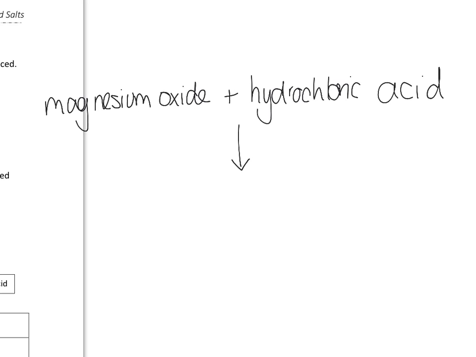Okay, so we're going to form a salt plus water. Let's name our salt now. Again, we get the first part of the name from the metal. But this time, rather than writing magnesium oxide something, we just take the name of the metal. So we ignore this oxide part.